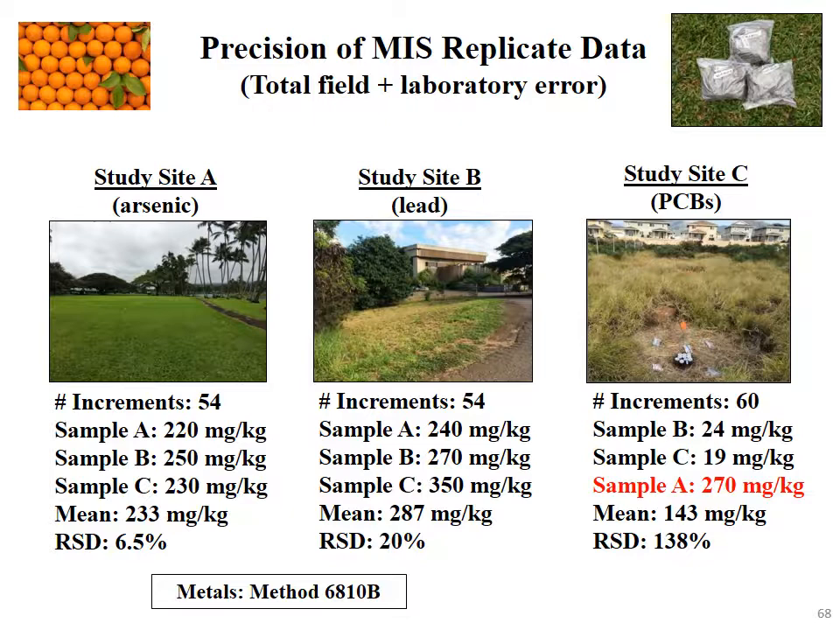I start with samples B and C. Sample B, 24 ppm. Sample C, 19 ppm. A 60 increment sample collected over a 5,000 square foot area. So we're thinking, wow, this is really good. We got amazingly good precision for PCBs.